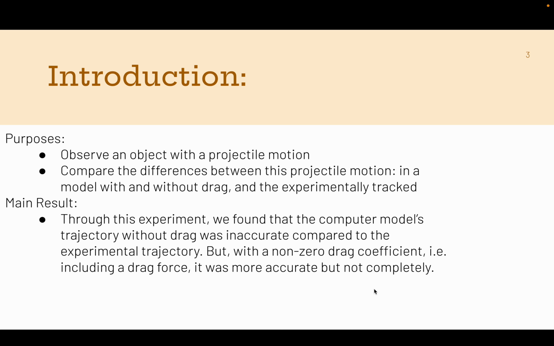Motion. Introduction. So the purpose of this lab was to observe an object with projectile motion and also to compare the differences between these projectile motions that we're going to be graphing. We're going to have a model with and without drag, including gravity in both of those, and then also the experimentally tracked data. The main result of this lab was that the computer's model trajectory without drag was very inaccurate compared to the experimental trajectory, and with a non-zero drag coefficient, as in including a drag force, it was more accurate but not completely.